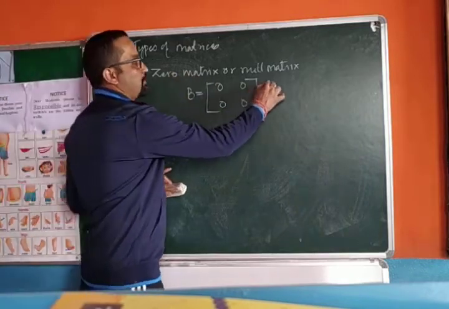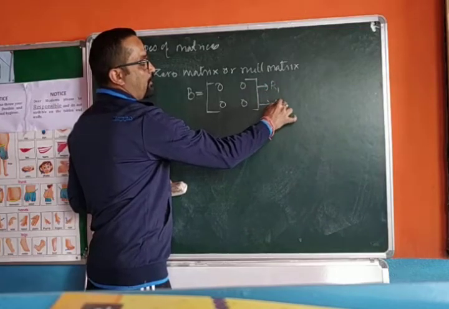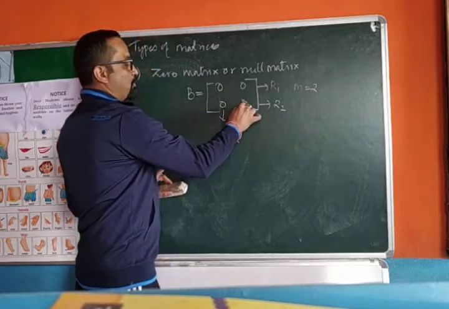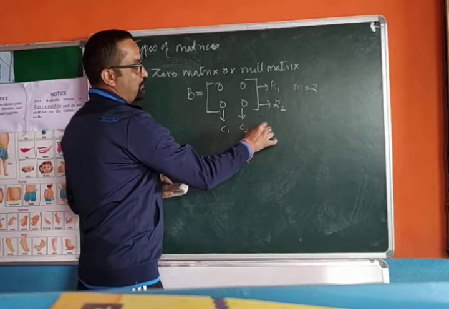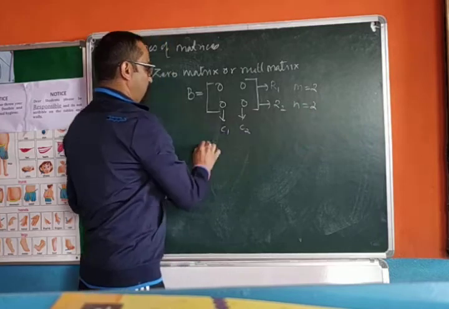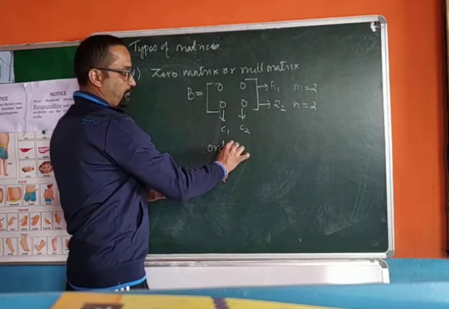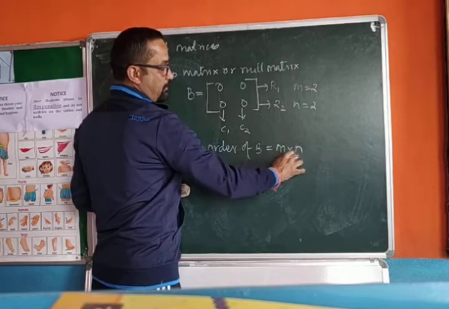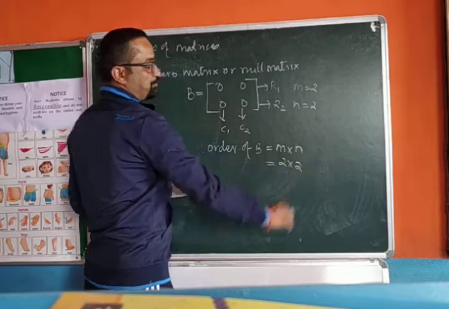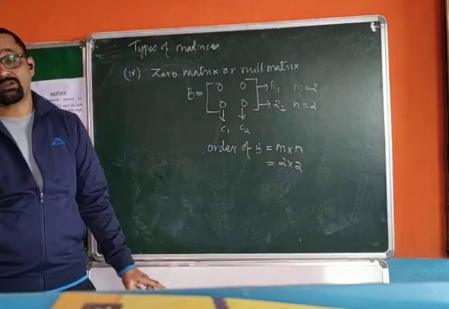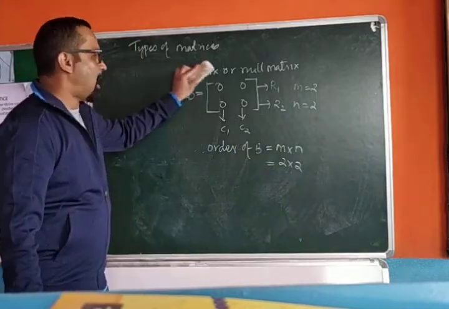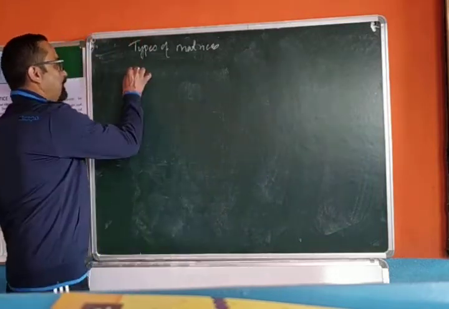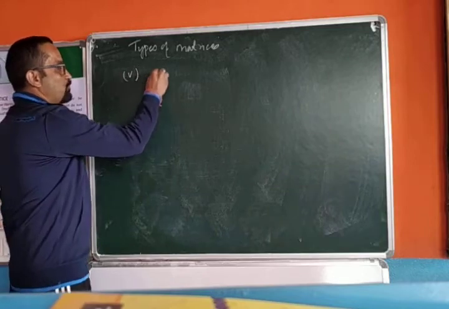What is the order of this? 1 row, 2 rows, so M is 2. 1 column, second column, N is 2. Therefore the order of B is M cross N, 2 cross 2. Null matrix. The last one, type 5, is called unit matrix.